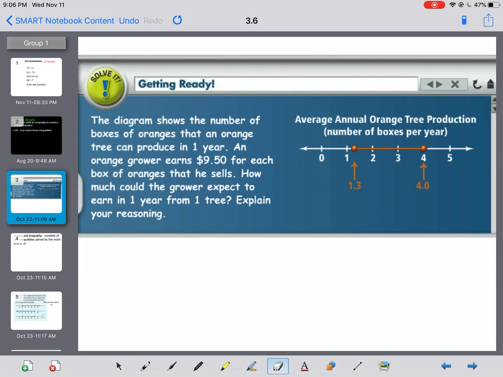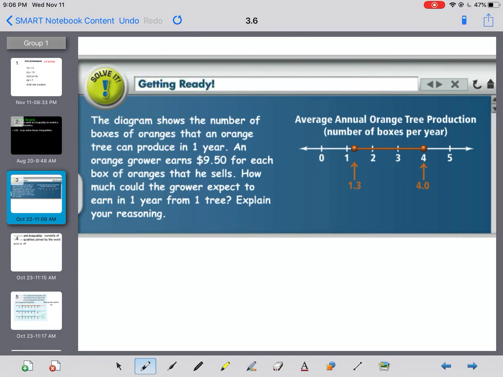you what we mean. Okay, so the diagram at the right shows the number of boxes of oranges that an orange tree could produce in 1 year. An orange grower earns $9.50 for each box of oranges that he sells. How much could the grower expect to earn in 1 year from one tree?